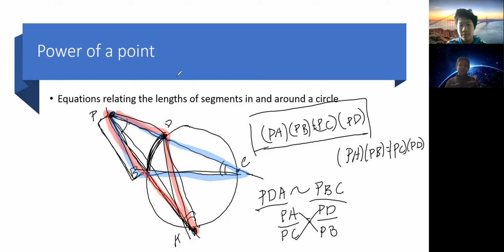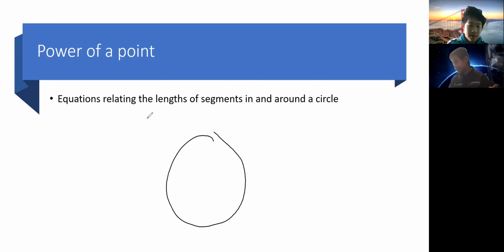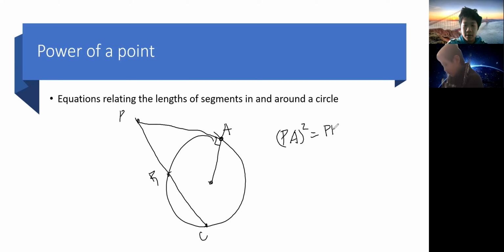Well, we have one last one. Just if we have one secant and one tangent. This line is tangent. It hits the circle at only one point. Okay, let's say this is P. Let's do P again. P, A, B, C. Those are our three points, four points actually. And we have the following equation: PA squared equals PB·PC.